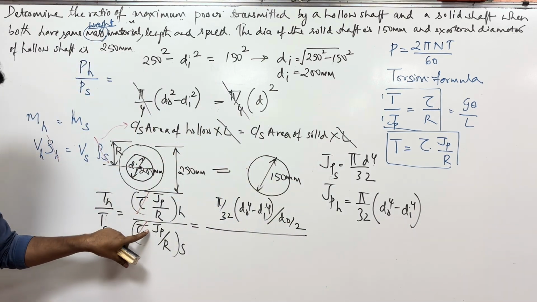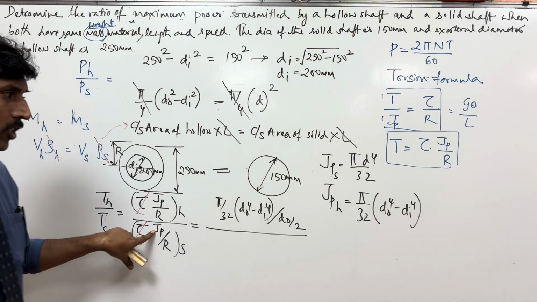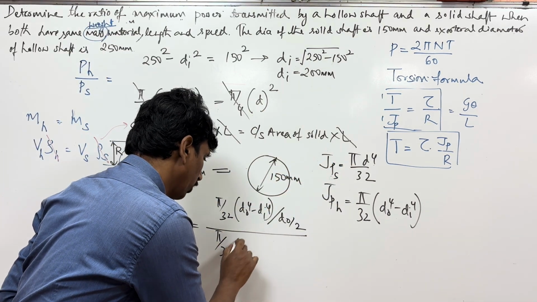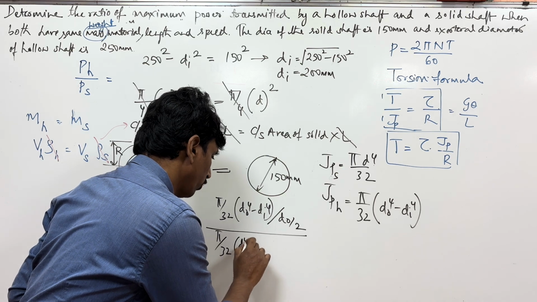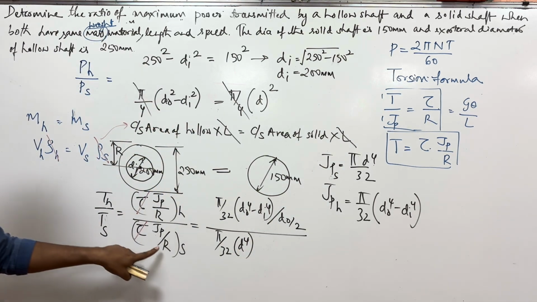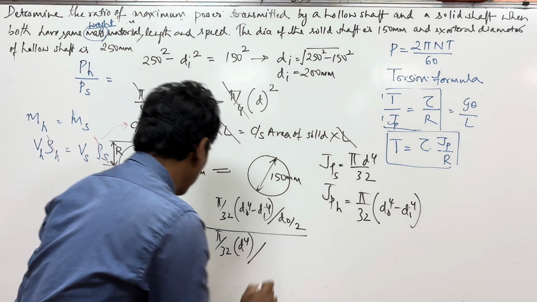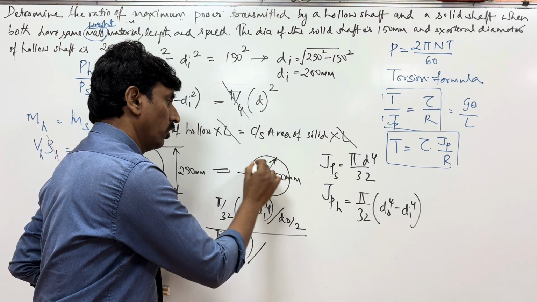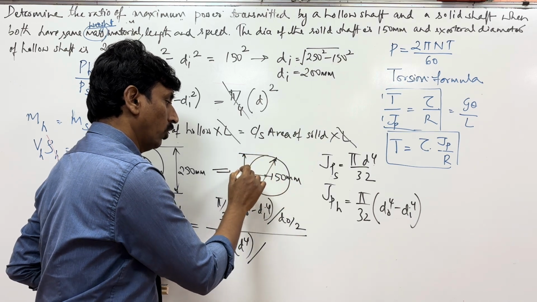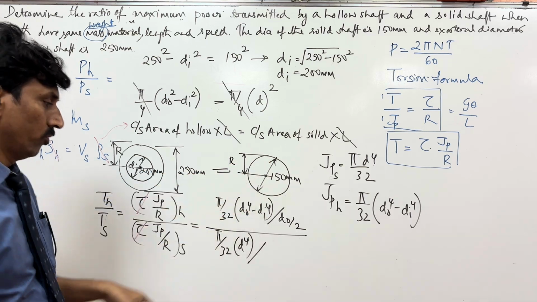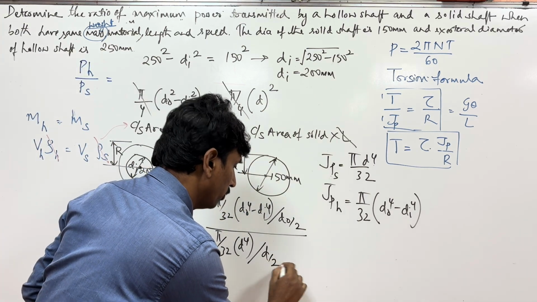Okay. And for the solid shaft, it is pi by 32 times d to the power of 4, divided by R. R for the solid shaft is the distance from the center to the extreme fiber. R is actually d by 2.